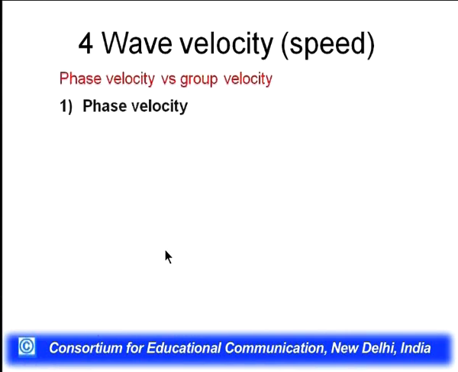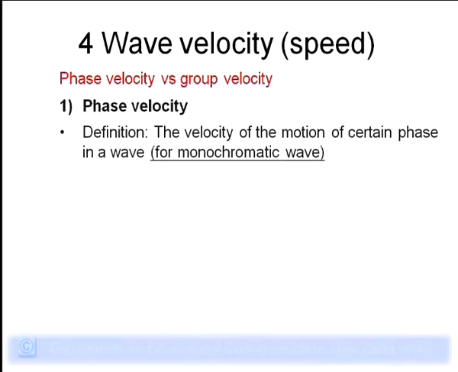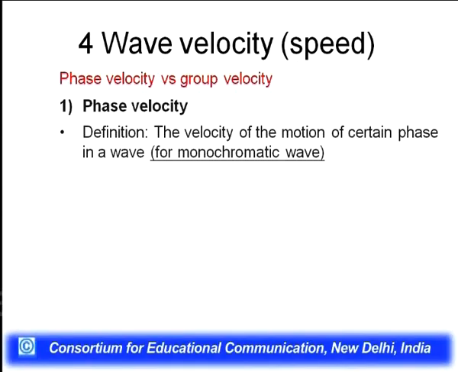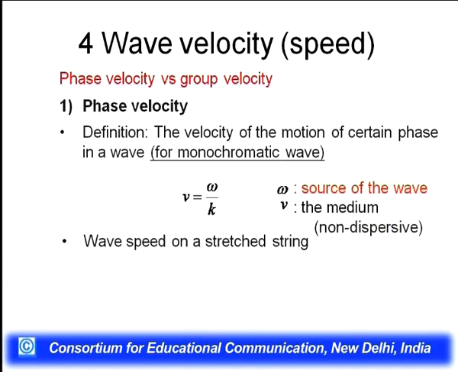Now, we discuss the velocity. Velocity plays a very important part in wave motion. Wave velocity means we are talking about the speed. The wave velocity is defined by two velocities. First is the phase velocity and second is the group velocity, and both are related to each other. First we discuss the phase velocity. What is a phase velocity?